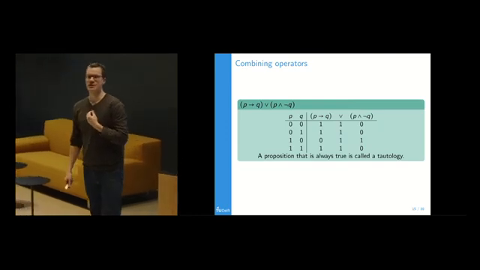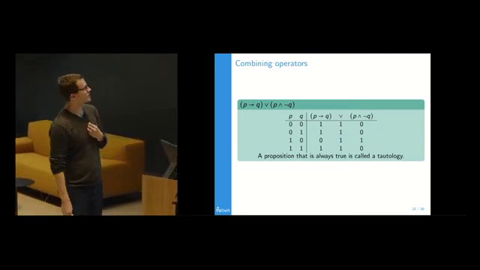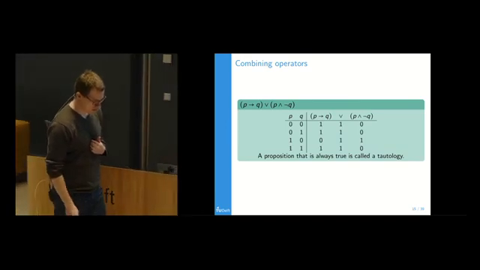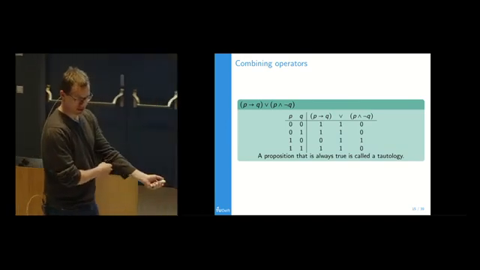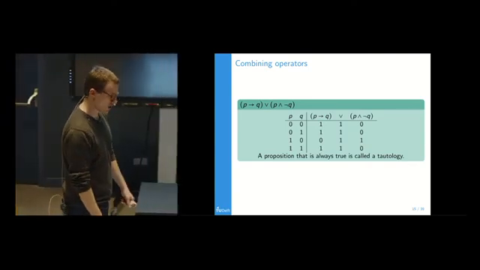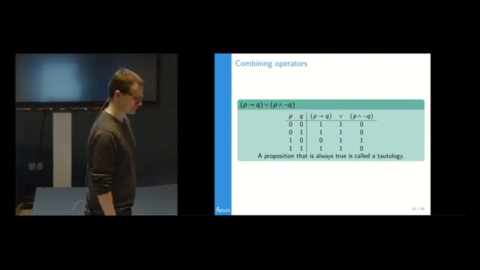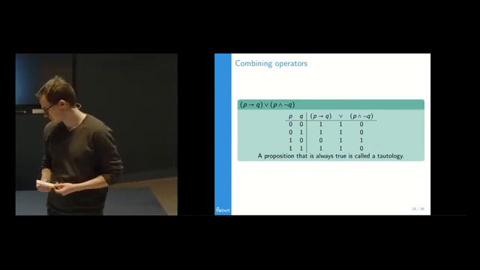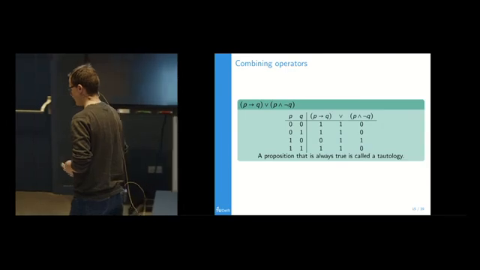After doing all this work, we've come across an interesting truth table. We've come across a formula, a proposition, that is always true. And we call such a formula a tautology. Now, why is this relevant?